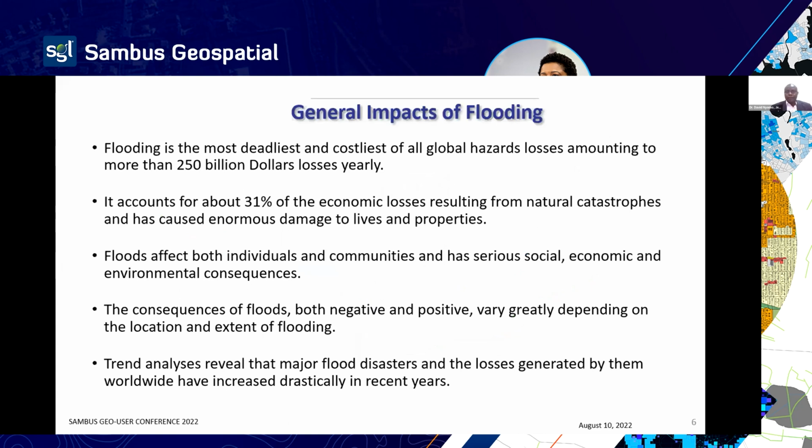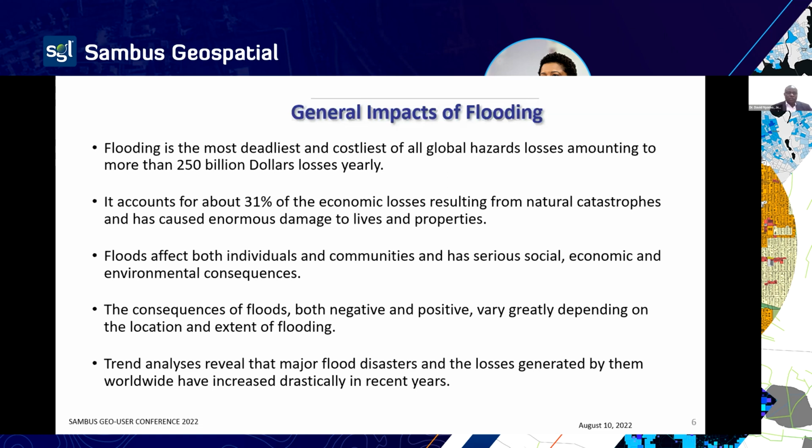Now, I have tried not to go into historical details as to what has happened of recent. But generally, flooding is considered the deadliest and costliest of all global hazards, amounting to more than $215 billion in losses yearly. It is said to account for about 31% of the economic losses resulting from natural catastrophes and has caused enormous damage to lives and properties. It can affect an individual, a community, or a whole country, like what happened in 2012 in Nigeria.